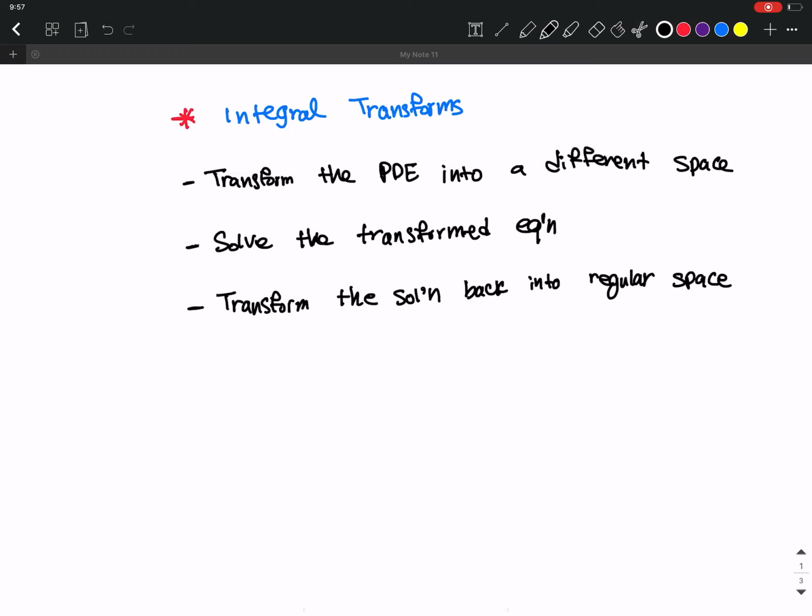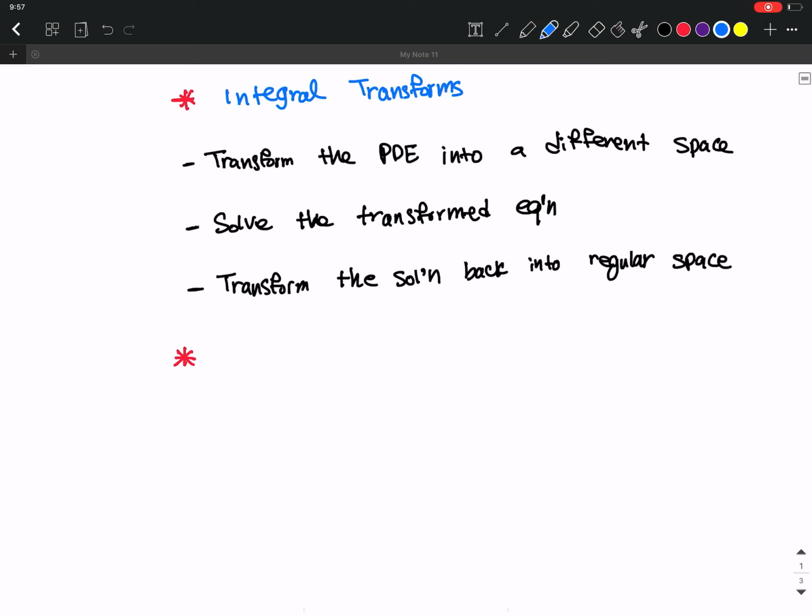So with this brief introduction, let's get started. In this course I'm going to only introduce you to one integral transform, and if you're interested, you can take a deeper look at Laplace transforms and other transforms. But this is just to give you an idea of this method, which is a very common method for solving PDEs. So we are going to start with complex Fourier transforms.